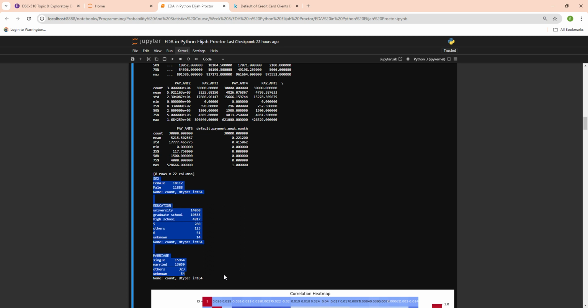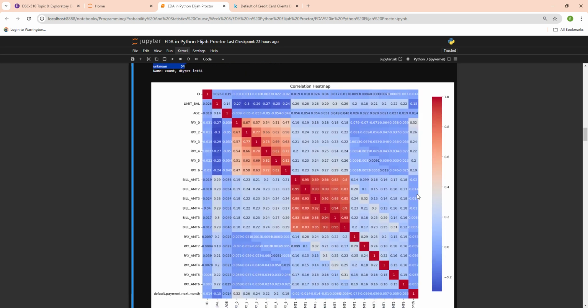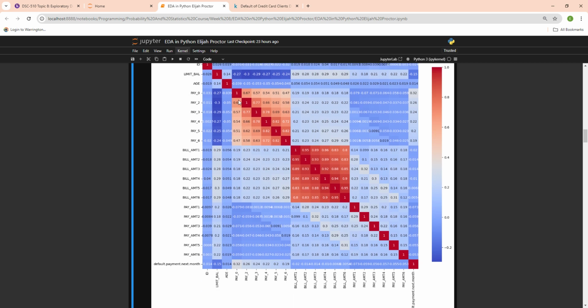Education-wise, most clients have a university or graduate school background, and a significant portion is single, followed by married individuals. Here is our correlation heat map that reveals relationships between the variables. There is a strong correlation between the billing amounts 1 through 6, and this indicates that higher bill amounts across months are correlated, which is the same for the payments as well. So payments 1 through 6 also have a high correlation.